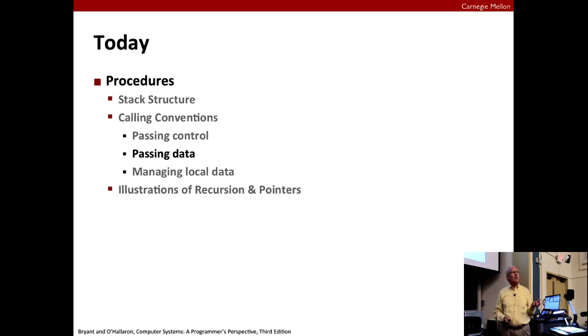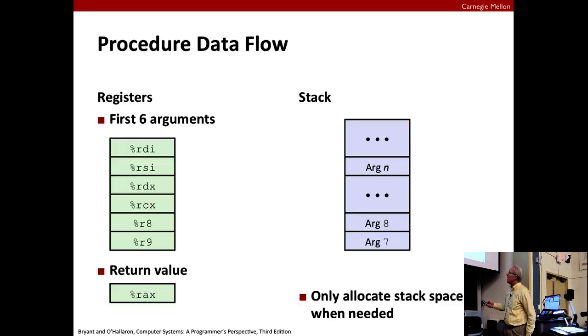Okay, so passing data. We've already seen a few small examples of passing data. We've seen a couple of registers that get used when you're passing arguments to a function, and we've seen the register RAX getting used to return values from a function. That's the basic idea, and again, this is all built into the ABI, which is defined as a set of conventions, not particularly a part of the hardware.